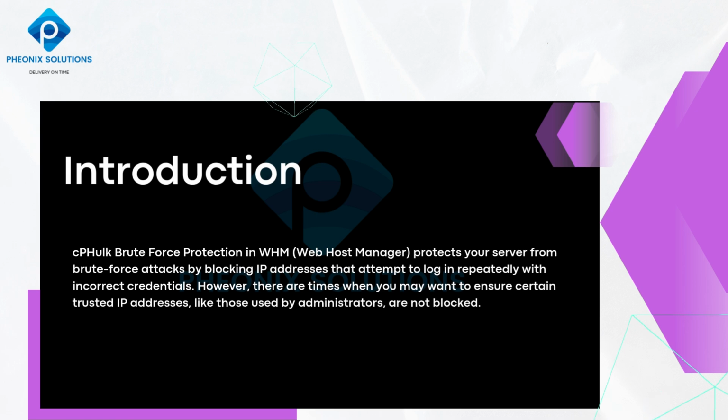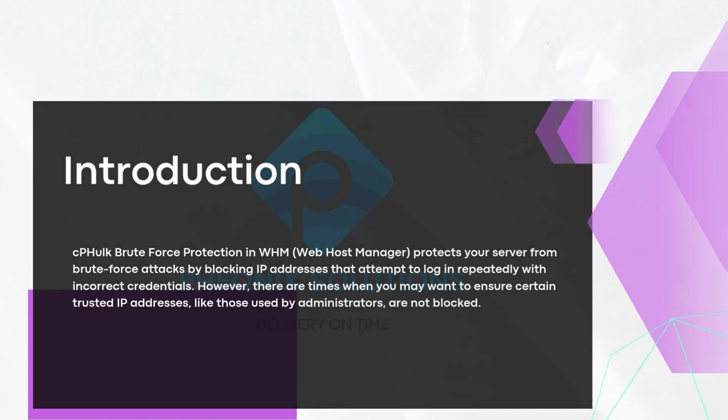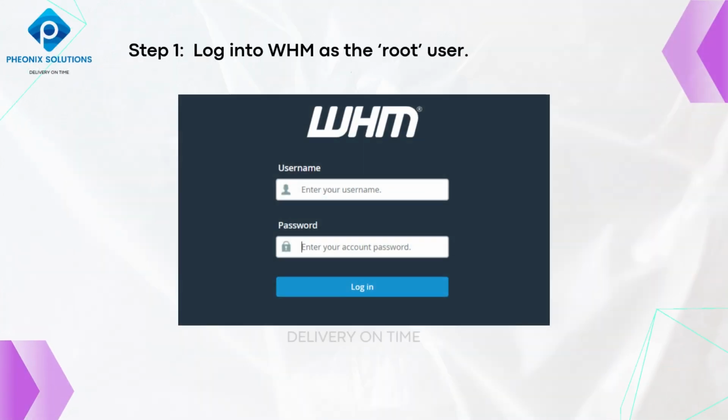Introduction. cPHulk brute force protection in WHM, Web Host Manager, protects your server from brute force attacks by blocking IP addresses that attempt to log in repeatedly with incorrect credentials. However, there are times when you may want to ensure certain trusted IP addresses, like those used by administrators, are not blocked. Step 1. Log into WHM as the root user.